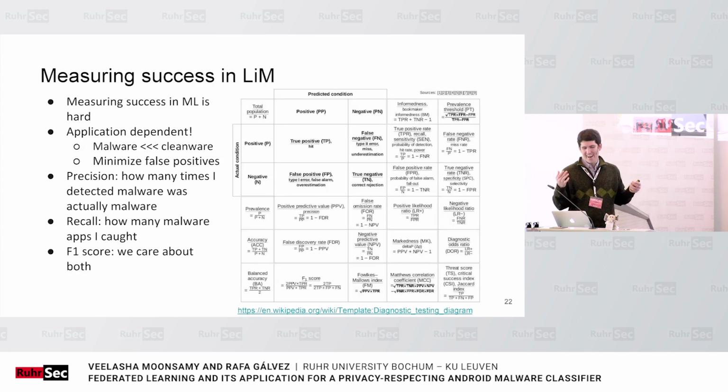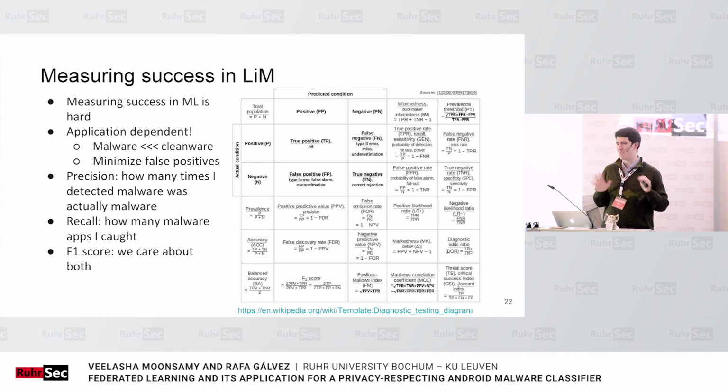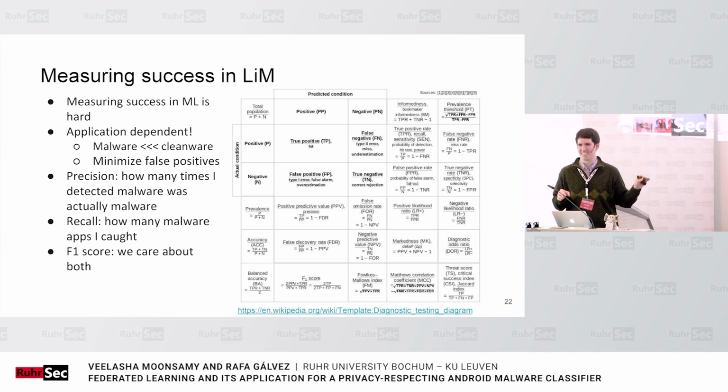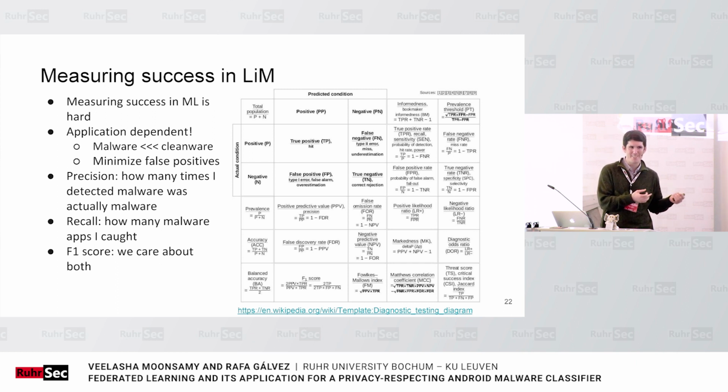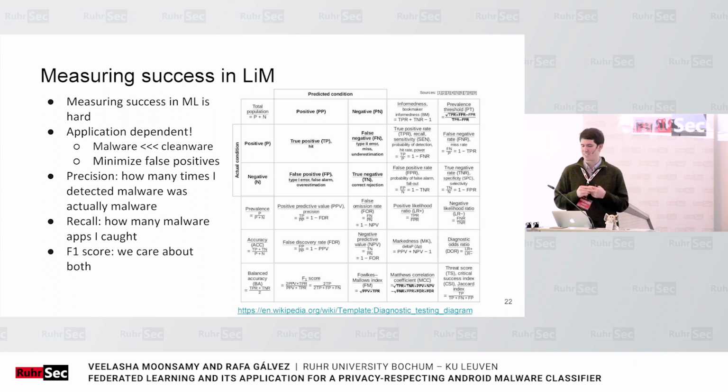So, okay, we have this fancy system. How do we know it works? This is complicated. This table, you should not read it. It is a table from the Wikipedia page, very complex. Everybody goes there to check. There are many metrics. It's difficult to use. So it's important to always frame, when you think of machine learning success, how you measure it. Because it's critical. It's very application dependent.